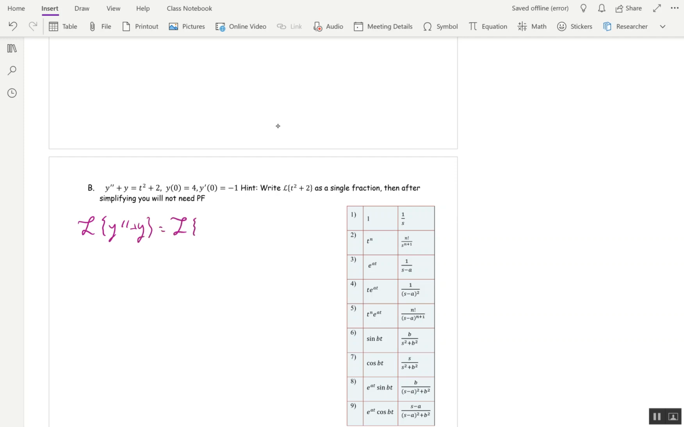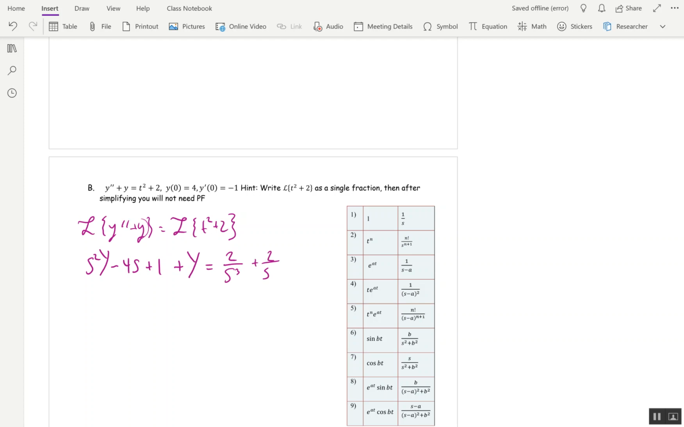So we have L of t squared plus 2. Okay, now L of y double prime is s squared big Y minus s y of 0, so 4s, minus y prime of 0, so plus 1. And then plus L of y, L of little y is big Y. And that's equal to L of t squared, by formula, I guess it would be 2 in my table here, 2 over s cubed plus 2 over s.